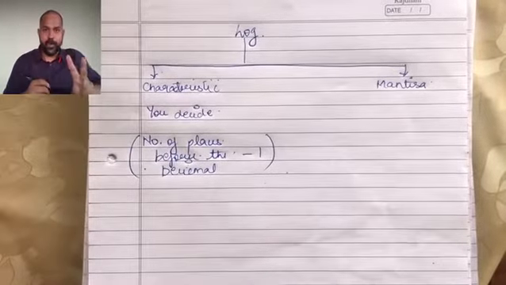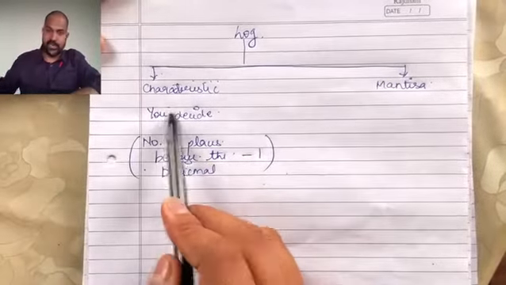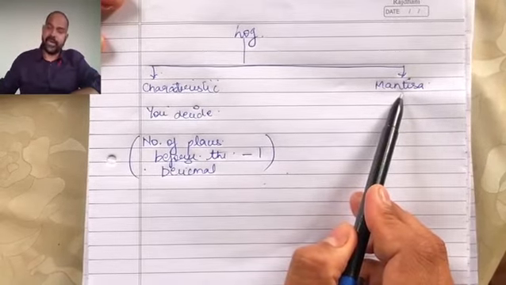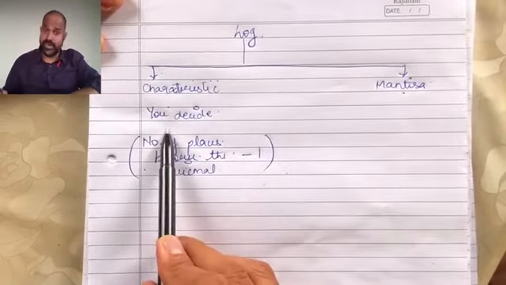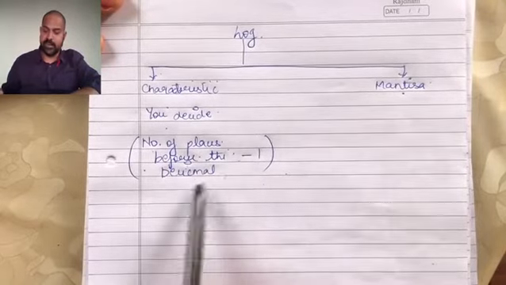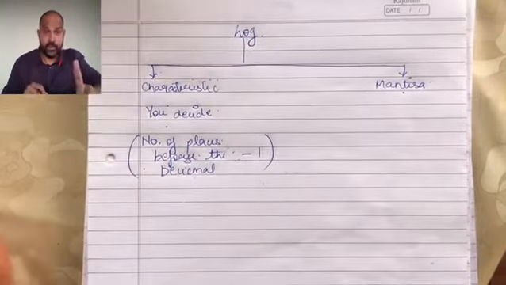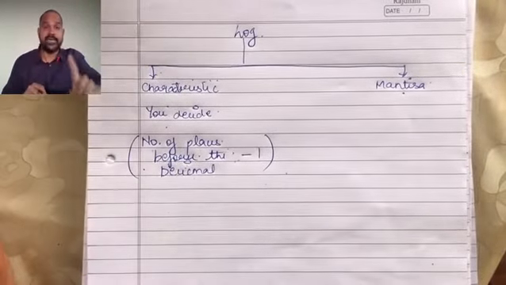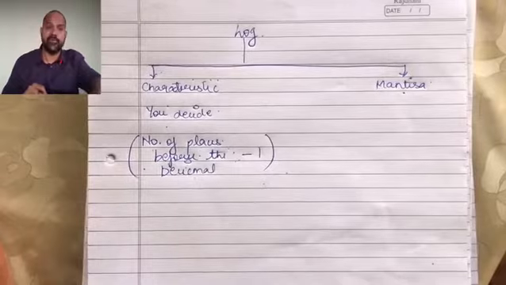Log of a number has 2 parts. One part is called the characteristic, the other part is called the mantissa. What is the characteristic? The characteristic you decide. How do you decide it? It is the number of places before the decimal minus 1. Mind you, it is not the number before the decimal. It is the number of places before the decimal.